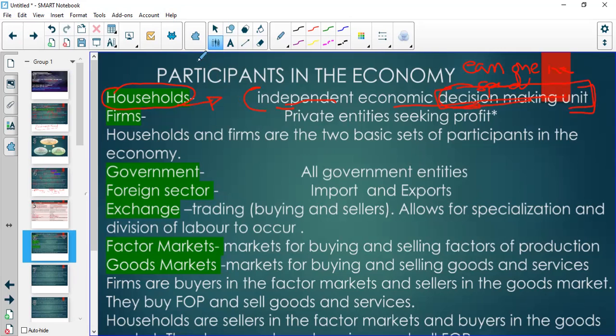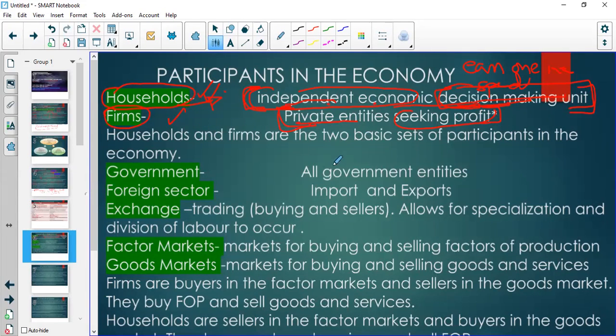So a single person, a person staying alone, could be considered a household if they have their own income and their own spending decisions, independent decision-making capacity. How much do they earn? How much do they spend? As long as they are independent decision makers in the economy, they're going to be a household, right? Then you have firms. These are private entities that are seeking profit, any operation that is seeking profit, not a household, but just an operation that seeks to make profit. That is going to be a firm.